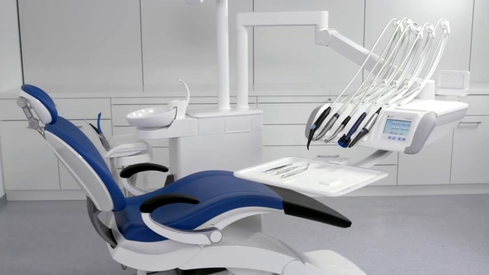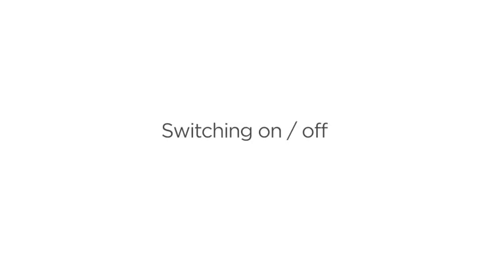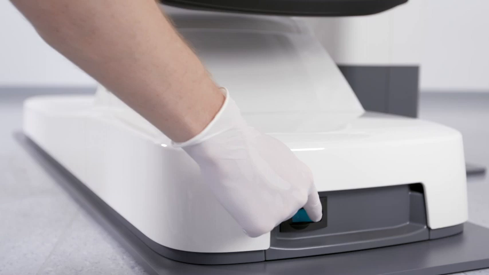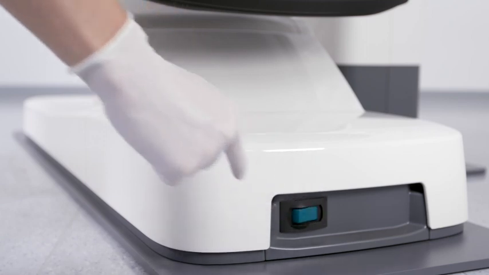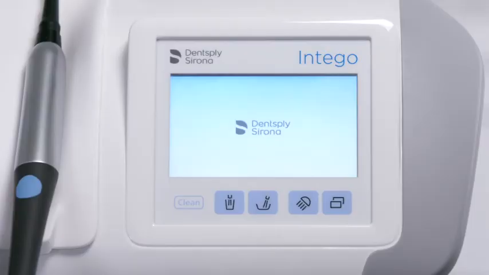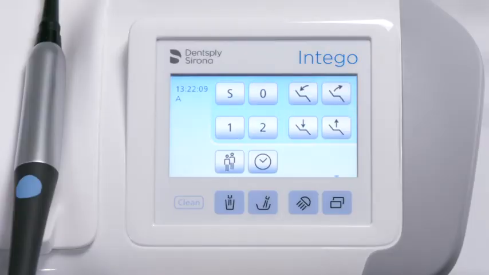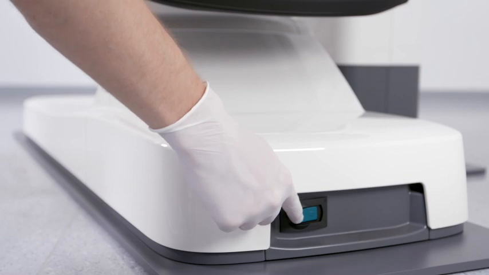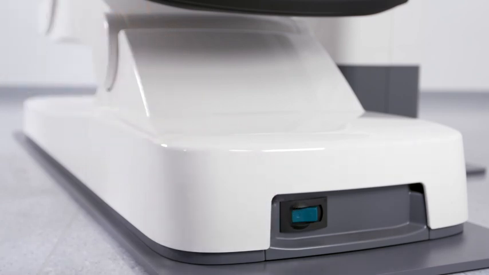In this video, we show you how to use the graphical user interface with the EasyTouch of Intego. Switch the treatment center on using the power switch at the foot of the treatment center. The operating system boots up. To shut it down, switch the power switch off.